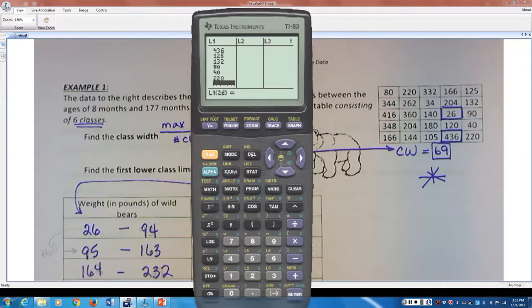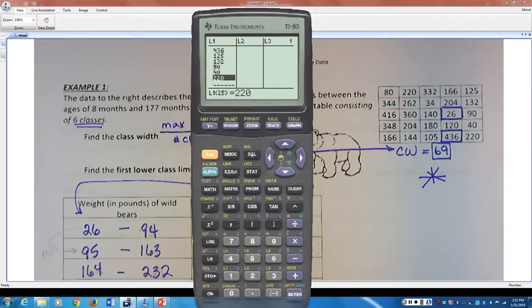When you get to the bottom, underneath the last data entry, it should say L1 and then in parentheses 26. That's because there are 25 pieces of data. Your last entry was at the 25th spot in that list.